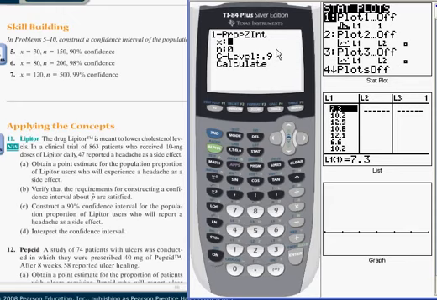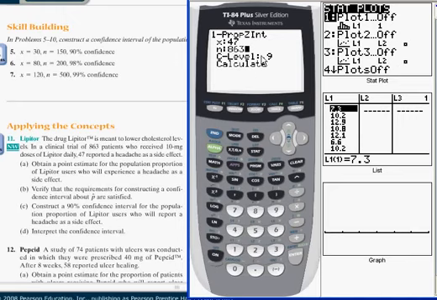Now if you look over here at the calculator function 1-PropZInt, it's only requesting 3 inputs. Basically we need to pick out x, which is in this case the number of patients who did report a headache, n would be the sample size of the study, and then c is the confidence level. So in this case we have x is 47, 47 patients out of 863, because that's the number of patients who reported a headache, and that's the population proportion that we want to model here.